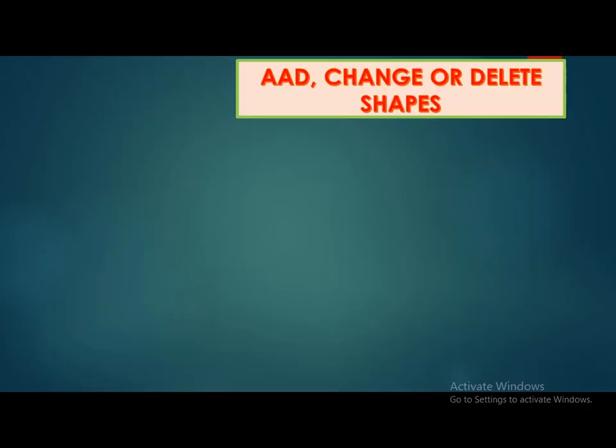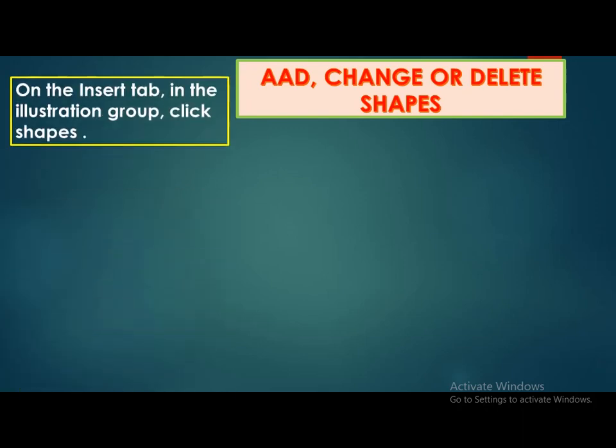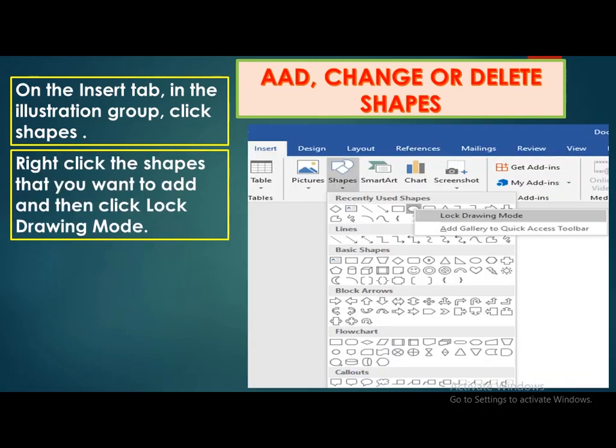Children, now let us know about adding, changing or deleting shapes in MS Word. On the Insert tab in the illustration group, click Shapes. Right click the shape that you want to add and then click Lock Drawing Mode. Look at this figure, children. This is the Insert tab. In the Insert tab, the illustration group. This part is called the illustration group. In the illustration group, click Shapes.